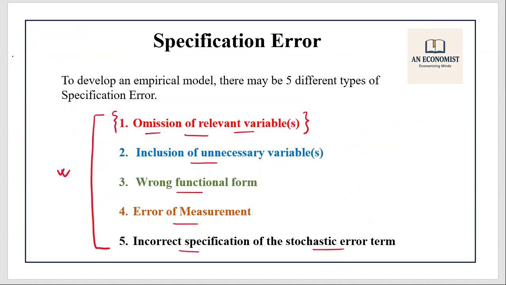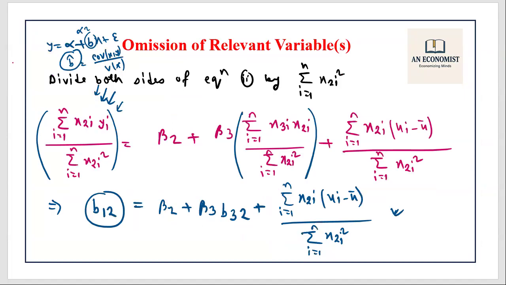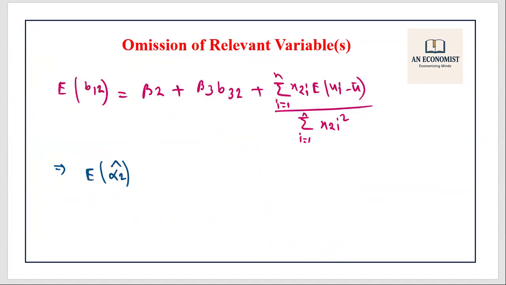Let me show you the incorrect model once. This is the incorrect model. See here, the slope parameter is alpha 2. So alpha 2 cap will be simply the covariance of yi, x2i upon the variance of x2i, and that is what is given here. That is why we can substitute this b12 as alpha 2 cap. And what about the right hand side? So this first portion remains the same, beta 3 b32. Now what about this entire thing?